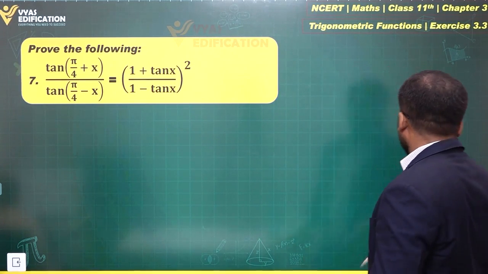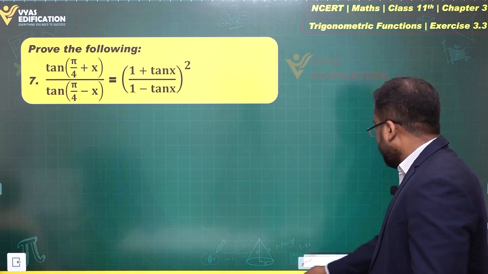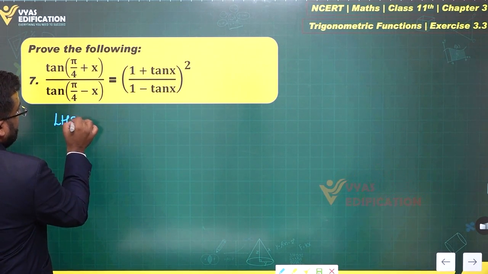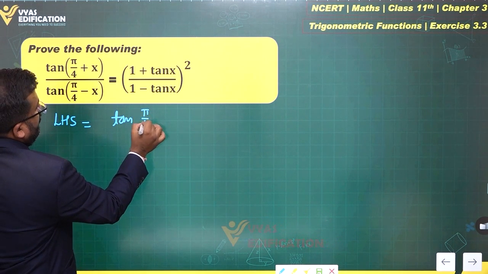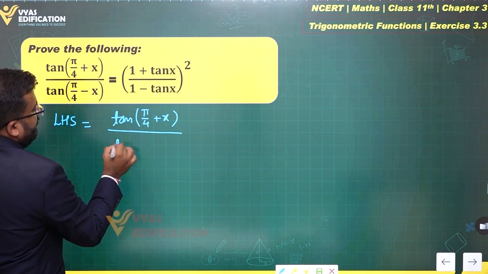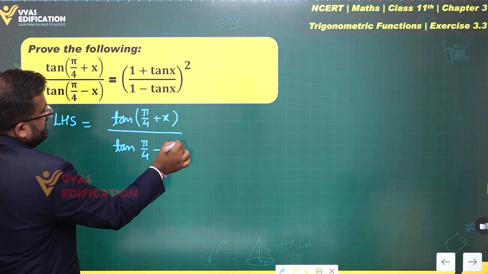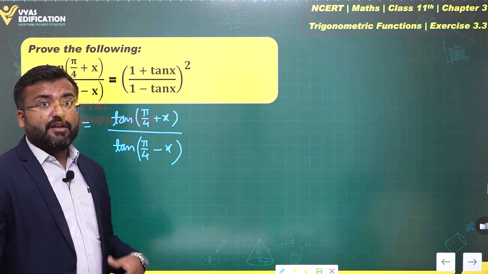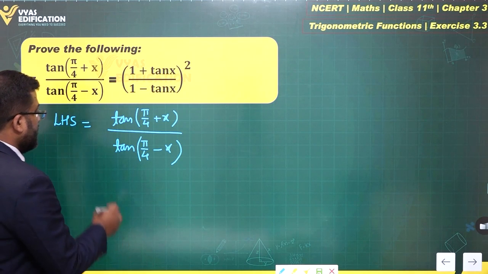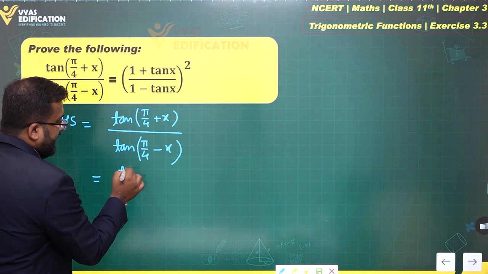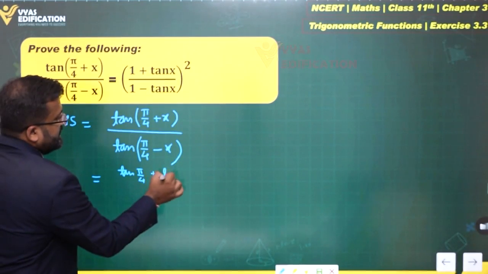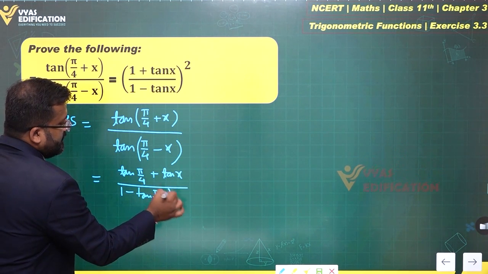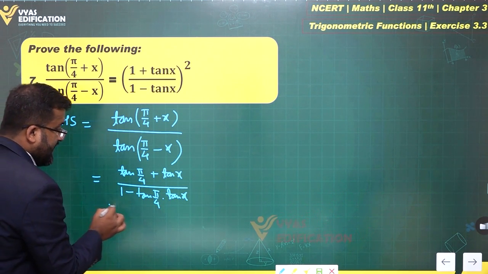Tan of pi by 4 plus x has a lot of things involved, right? So let's take a look at this. In the LHS, you have in the numerator tan of pi by 4 plus x. In the denominator, you have tan of pi by 4 minus x. Now this is tan of angle a plus angle b, tan of angle a minus angle b. Can we apply the results for that? Yes. So we have the sum and difference of angles. The numerator is tan pi by 4 plus tan x over 1 minus tan pi by 4 times tan x. This is what you have in the numerator of LHS.